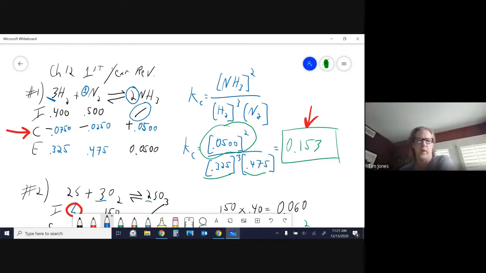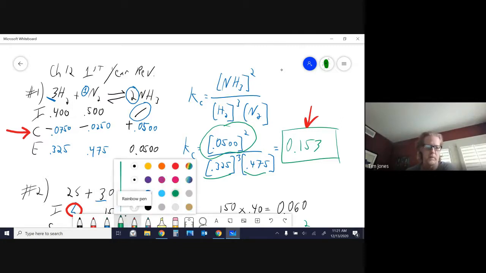1, 2, and 3 are very similar in that you're given some information. You have to organize what happens to the chemicals in the reaction and then plug those values into the K expression. So if we look at this first one, I'm going to use some different colors today.